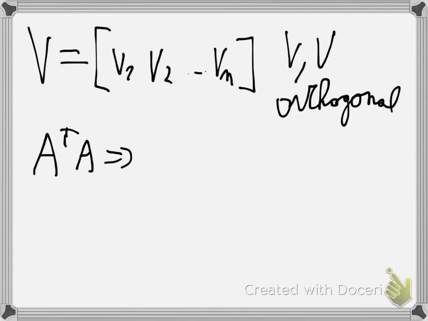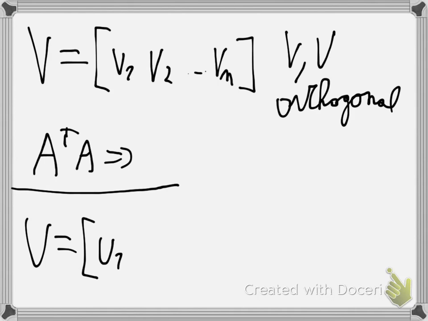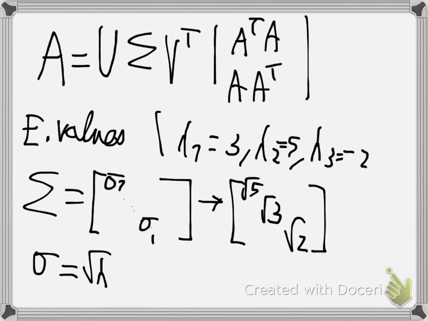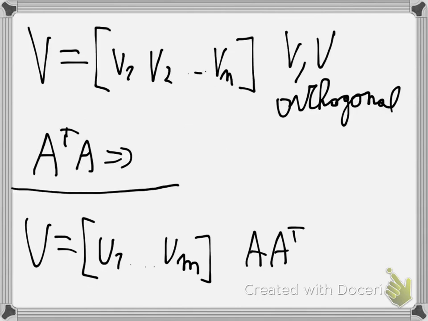Okay, and to find U: U contains the vectors U1 to Um. Here it will be the eigenvectors of the matrix A A transpose, with the eigenvalues that you get at the beginning, which are the same for A transpose A and A A transpose. So you proceed that way, and let's say you have already found the vectors for V. Let's say you already know there are 3 columns, and there will be V1, V2, and V3.